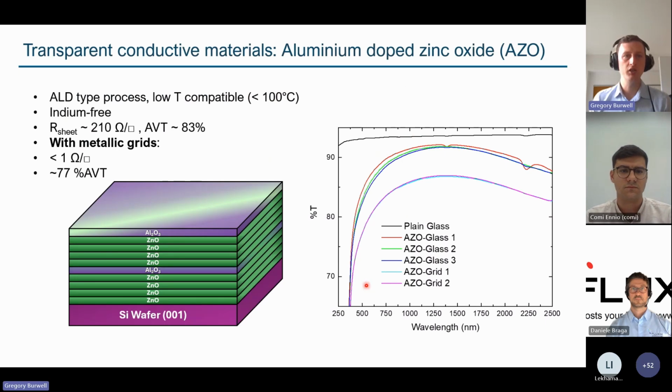One thing we've been looking at doing is using this in combination with aluminium doped zinc oxide, and in particular AZO that's been deposited at low temperatures, so towards low embodied energy systems. We can deposit this material below 100 degrees. Of course, it's indium free, it just has aluminium, zinc, and oxygen.